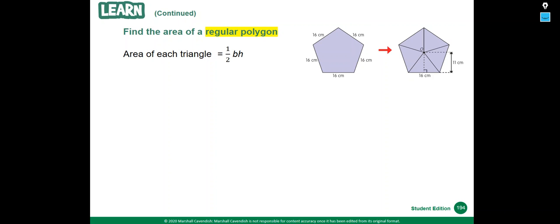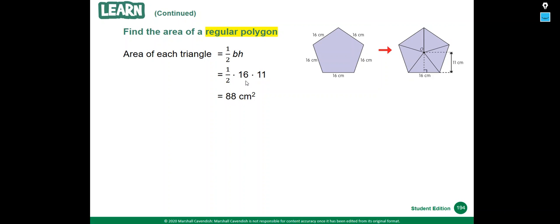So right here, you can see, using the same formula, area is equal to 1/2 of the base multiplied by the height. You have a base of 16 and a height of 11. So you multiply that out, 16 multiplied by 11, and then take half of that, and you come up with an area of 88 centimeters squared. What I would like to do here is take half of 16, which gives you 8, and then 8 multiplied by 11 gives you your 88 centimeters squared.